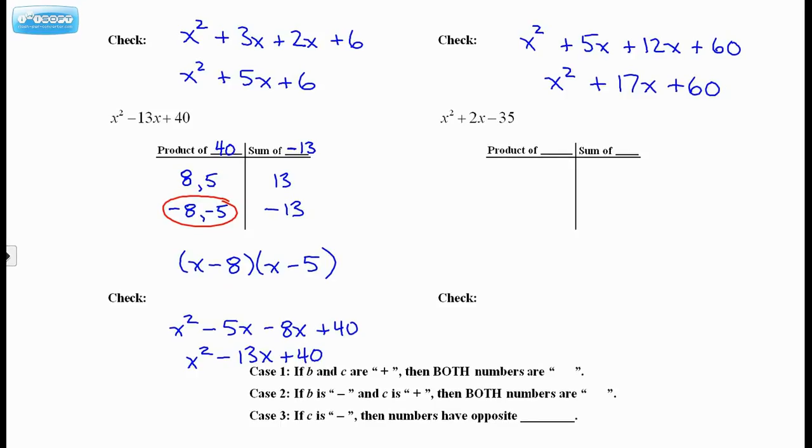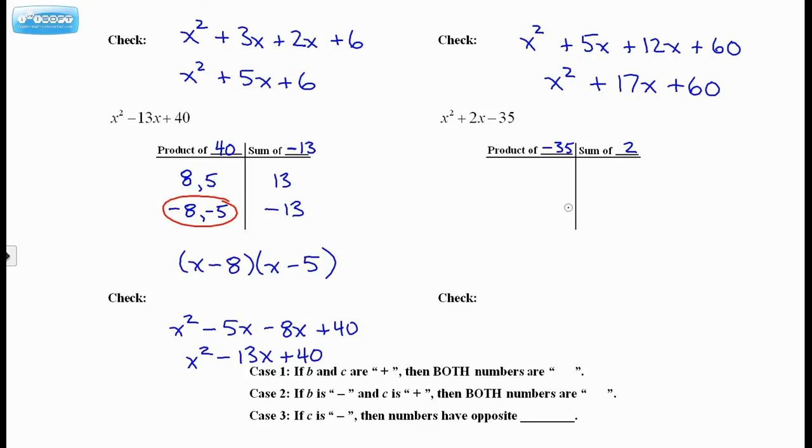Next, we've got x squared plus 2x minus 35. So we want two numbers that have a product, meaning they multiply to negative 35, but when added give us positive 2. Okay, well, if two numbers multiply to give us a negative, that should tell us right away that one number is positive, one number is negative.